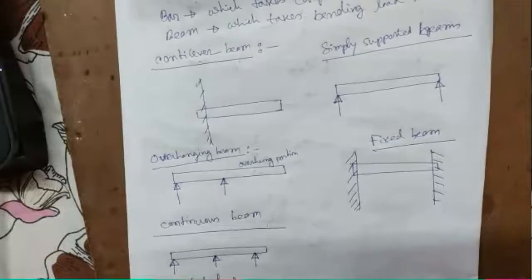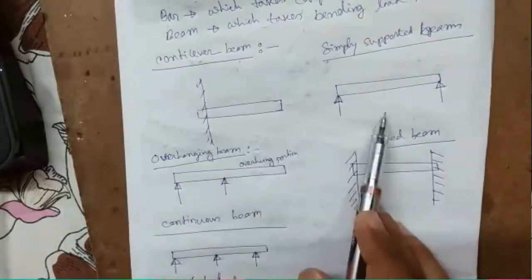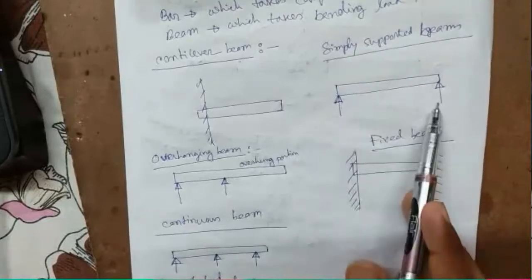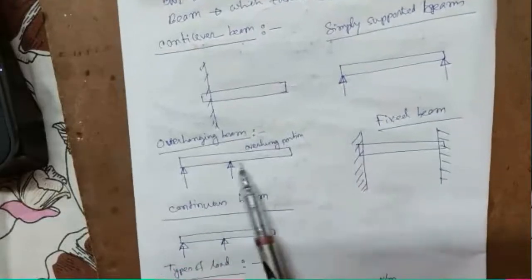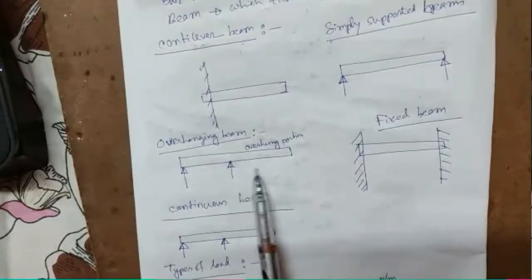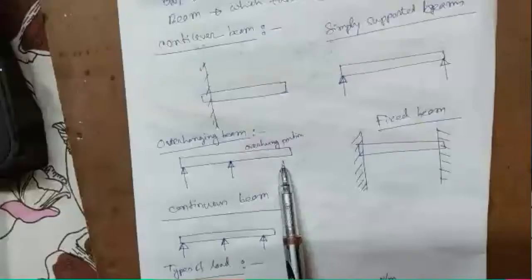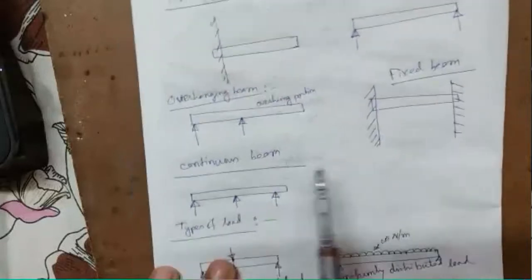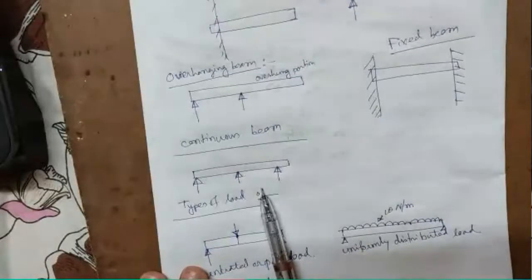Cantilever: one end fixed, other end free. Simply supported: both ends are just supported. Overhanging means there will be some portion hanging out beyond the support. This is a fixed beam, both ends are fixed. This is a continuous beam having more than two supports.